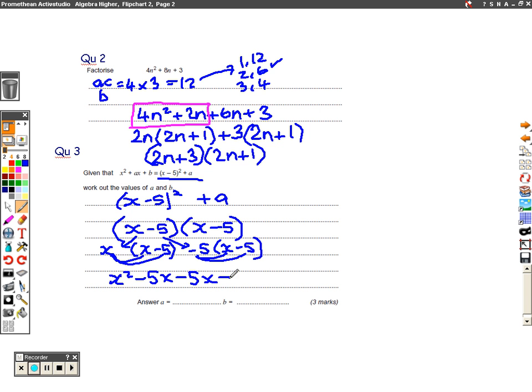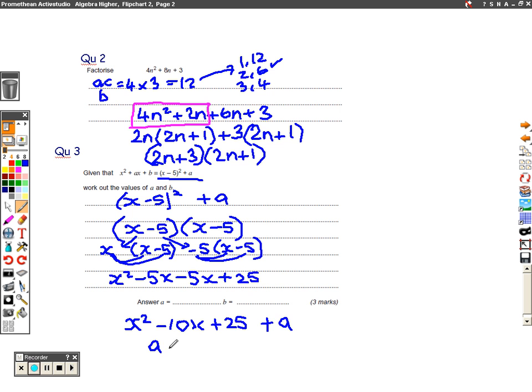Okay, gather your like terms then in the middle. X squared minus 10x plus 25. Okay, now we have got to then add something on to get it back to what we have. So we know we've already got our a value. Okay, we know that a is going to be minus 10.